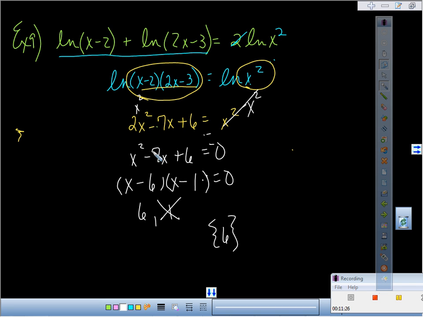How to get what? This x squared? I subtracted this x squared from both sides to set it equal to 0. Okay?